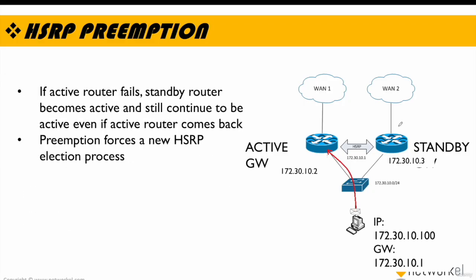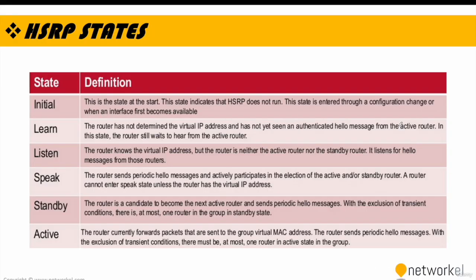There is something called HSRP preemption. Okay, so if the active router fails, the standby router becomes active and still continues to be active even if the other router comes back. So if you go ahead and configure this preemption, that will force a new HSRP election process. Okay. So let's continue with HSRP states.